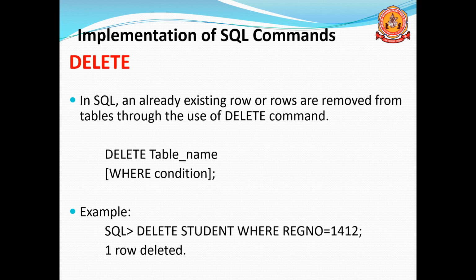So here, as an example, you can see delete student. You have to delete the student where register number is equal to 1412. Means the particular row of the student in 1412 can be deleted by using the delete command. So like that, not only one row, multiple rows are also possible to delete using the delete command.